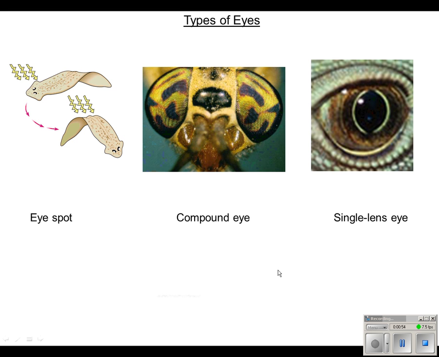Now, I mentioned different types of eyes. We have what's called an eye spot, which really isn't an eye, on planaria or flatworms. They're just used more as a nervous sensory organ. The compound eye, which we'd find in insects. So you have lots of different lenses all put together, and that composes their eye. And then you have a single lens eye.